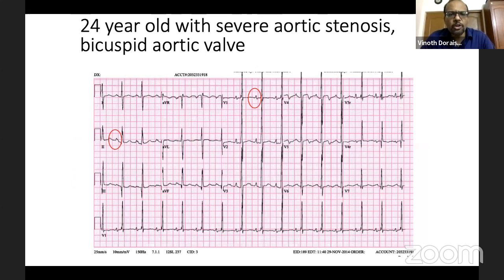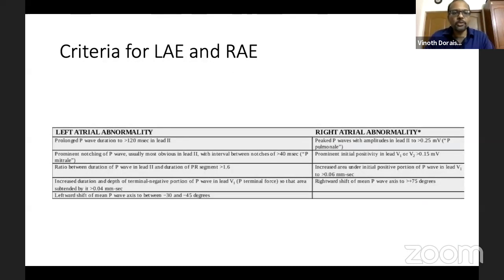Then coming to this 24-year-old with severe aortic stenosis and a bicuspid aortic valve. Here you see the broad notched P waves in lead 2, which is more than 3 small boxes, more than 120 milliseconds. So this patient has a left atrial enlargement. The criteria for left atrial and right atrial enlargement are actually similar in adults and children.